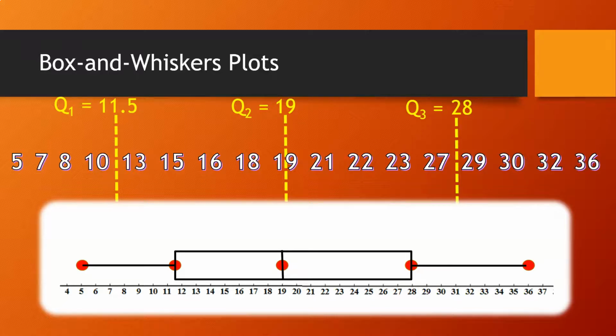Because we divided the data in such a way that 1/4 of the data was in each quartile, we're going to have an equal number of data points in each section of the box and whiskers plot. So there are 4 data points, the 5, 7, 8, and 10, in the first whisker. There are 4 data points, the 13, 15, 16, and 18, in the left part of the box. The median falls in between the boxes. There are 4 data points, the 21, 22, 23, and 27, in the second half of the box. And the last 4 data points, the 29, 30, 32, and 36, fall on the right whisker. So we have an equal number of data points in each of the 4 sections of the box and whisker plot.